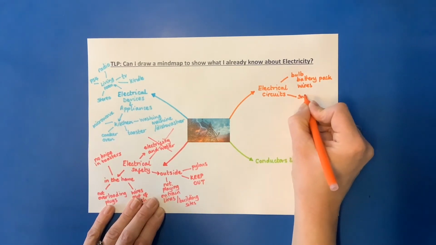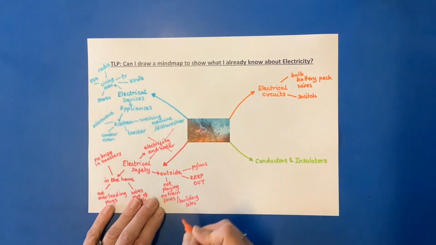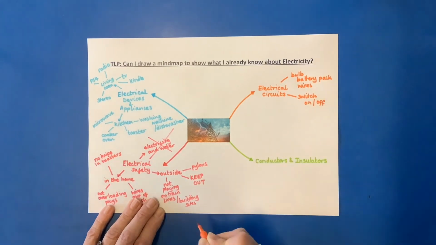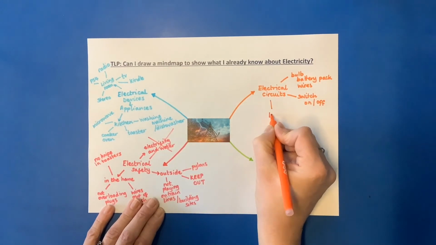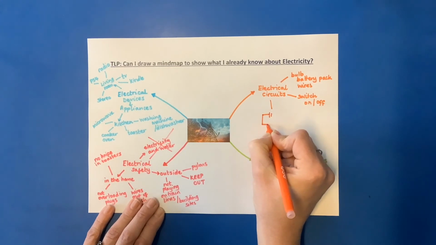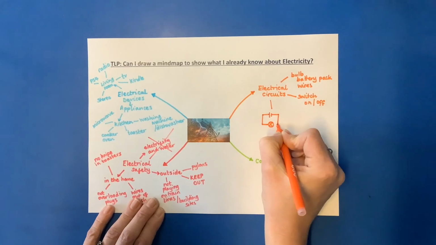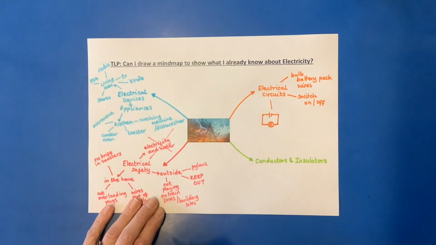I wonder if you can think about how a switch works, like a light switch that you have in your home, or a switch on an appliance when you try and turn it on and off. And I'm going to draw a little electrical circuit diagram, which you're going to learn how to do this term. I wonder if you know what these different symbols stand for.